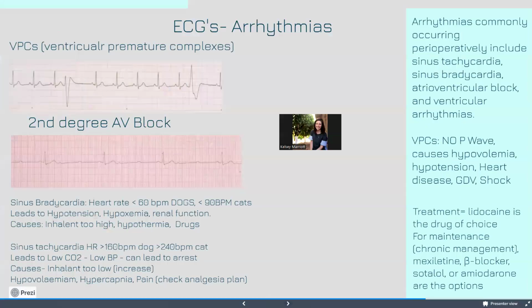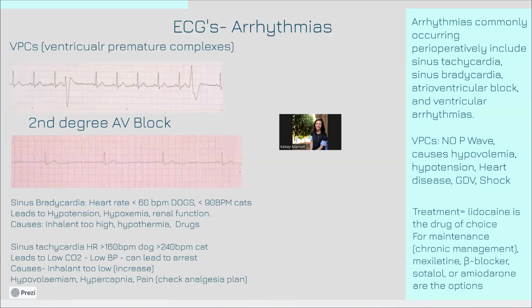So our cardiac monitoring, we did talk about our ECGs, and our ECG is really going to help us identify any arrhythmias that occur. We can see a lot of sinus tachycardia, bradycardia, AV block, and even ventricular arrhythmias, or ventricular premature complexes. So there's a lot of different ones you can see. One that I see a lot is VPCs. These can also be breed specific, like our boxers, or any dog that already has a cardiogenic disease.